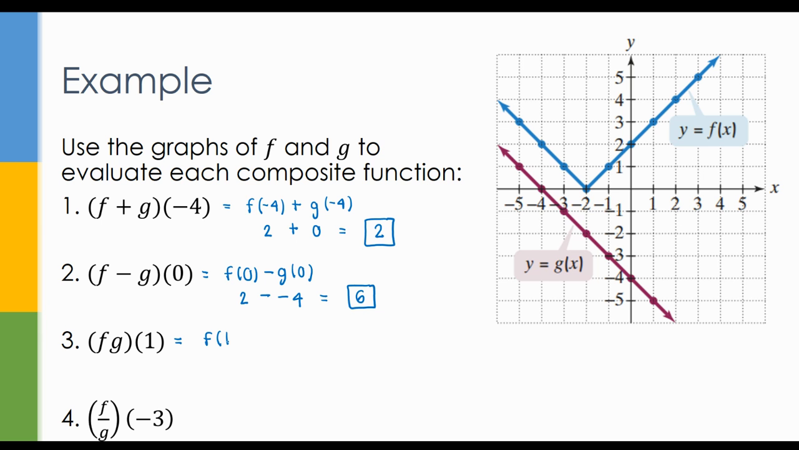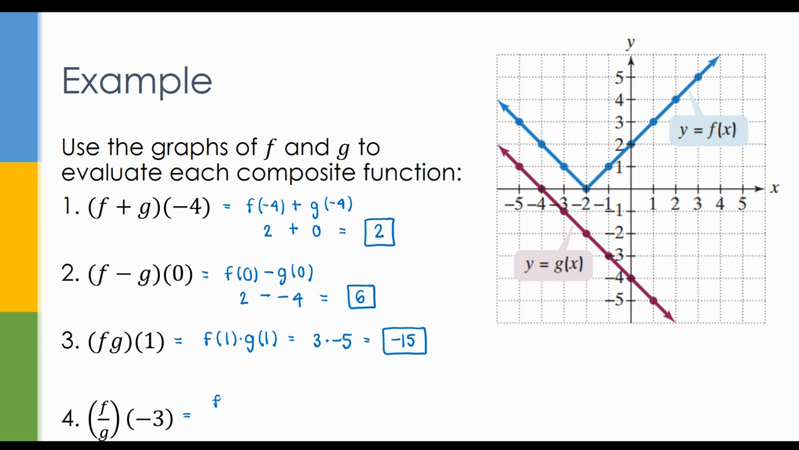When we multiply, we're taking f of 1 times g of 1. Well, f of 1, if I go over to 1 on the blue graph, I'm going to be up at 3. The g of x function, when I look at 1, I'm down at negative 5. So multiply 3 and negative 5, and we get negative 15.